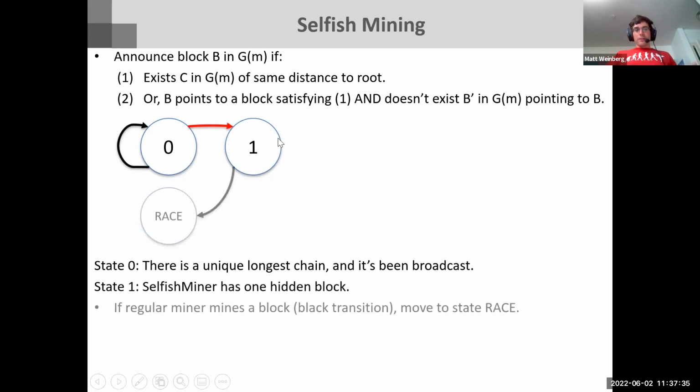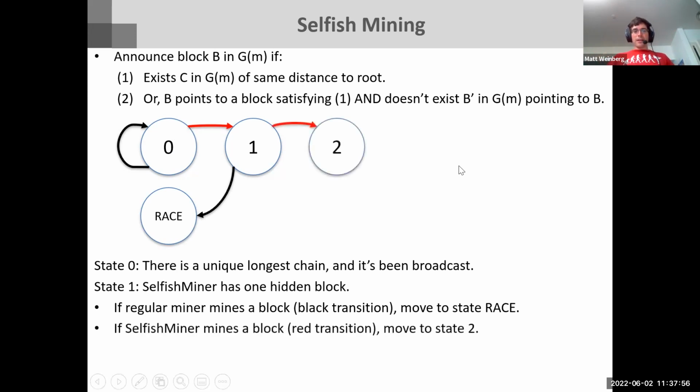Okay, from state 1, if an honest miner mines a block, then we have this special case where we've triggered these two competing blocks, and the moment the next block is found, this race is going to end. I'm going to broadcast mine if I found it. The honest network's going to broadcast theirs if they find it. This is the special state I'll refer to as the race. But if the selfish miner mines a block, then now they have 2 hidden blocks. So we go to this state.